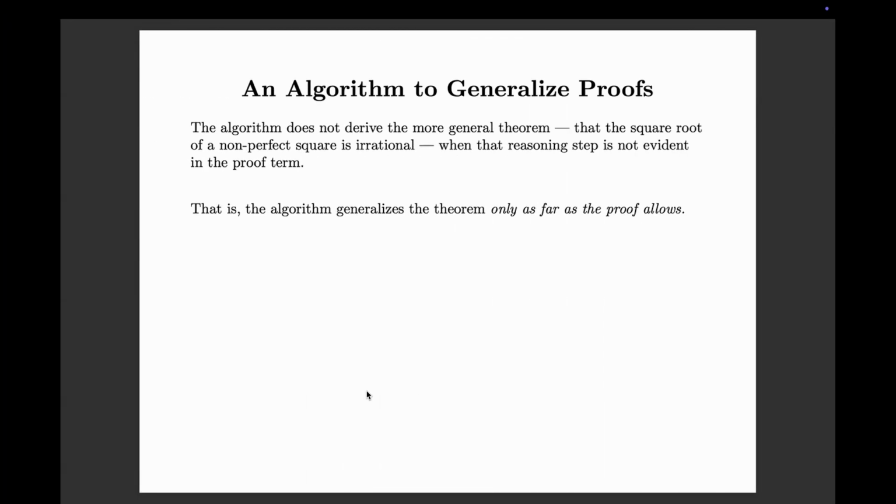So I just want to point out that this algorithm doesn't derive the more general theorem that the square root of any non-perfect square is irrational if that reasoning step is not evident in the proof term. So we could modify this proof and add more machinery to it so it extends to this more general statement. But modifying proofs significantly in order to get more general statements is outside the scope of this particular algorithm. We're focusing on the low-hanging fruit of how far we can generalize a theorem as far as the proof allows.